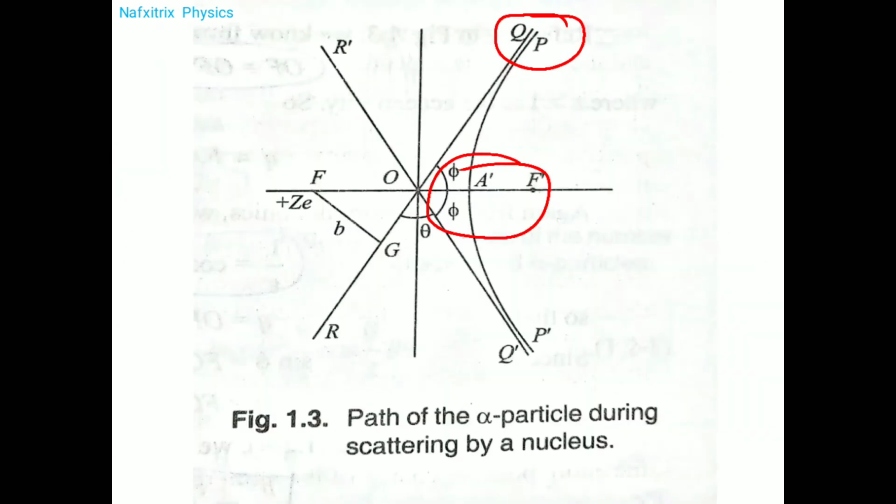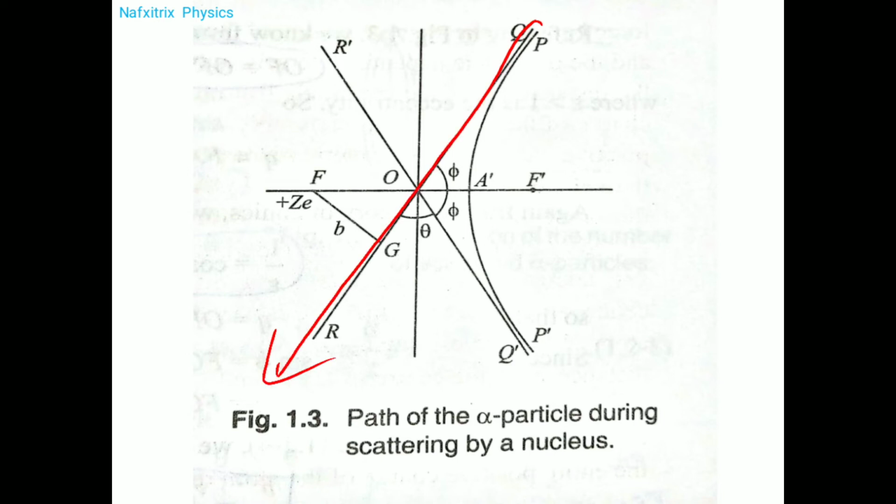So at a large distance, the linear momentum of the particle: the particle was approaching in this direction initially, so its linear momentum is in this direction. And we know that angular momentum is r cross p. L is nothing but r cross p. All of them are vectors.